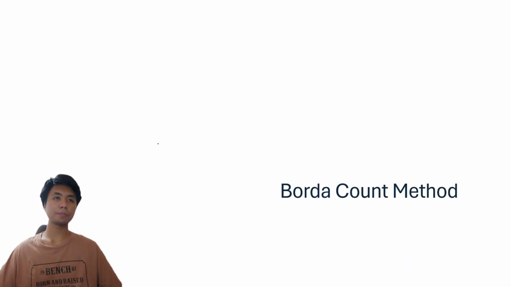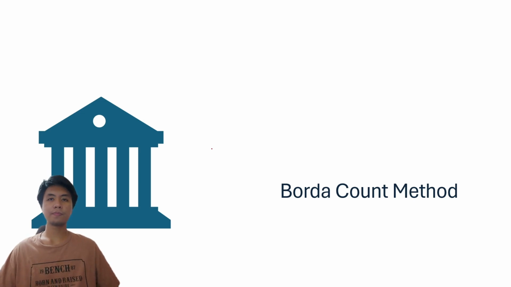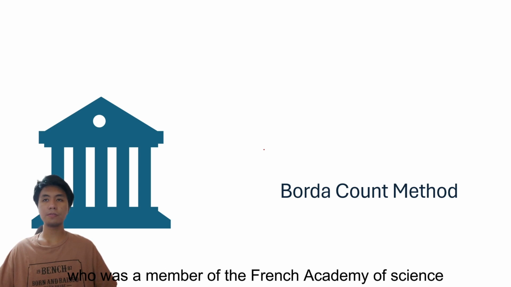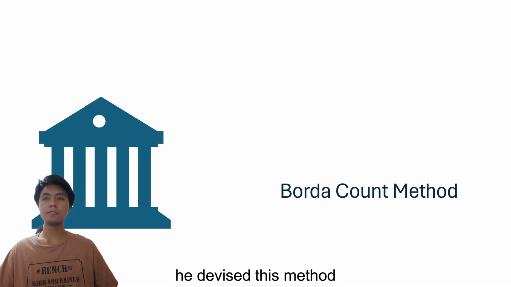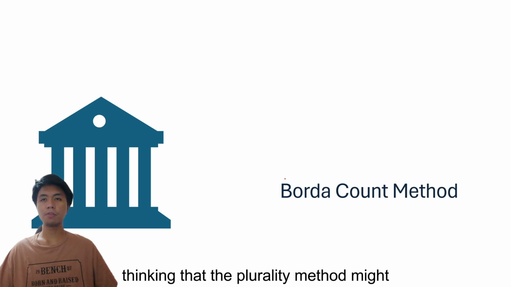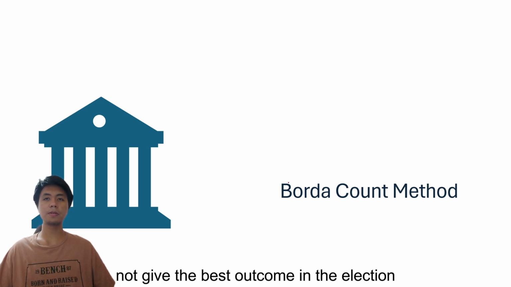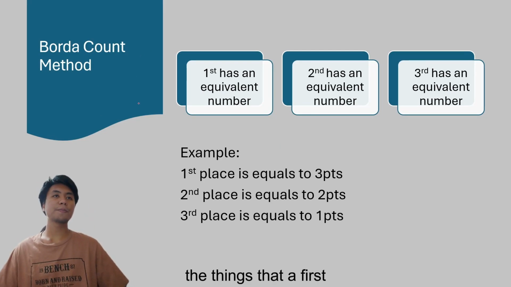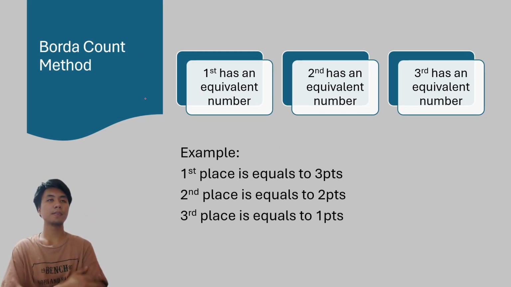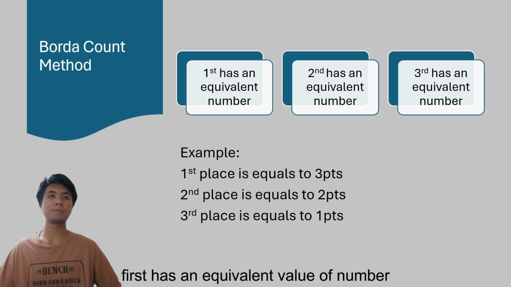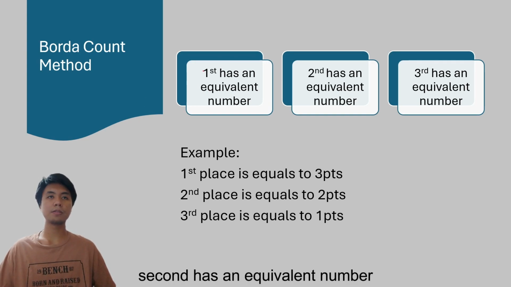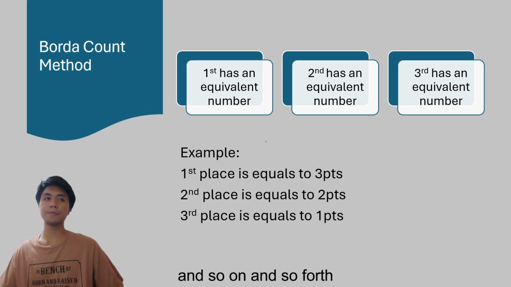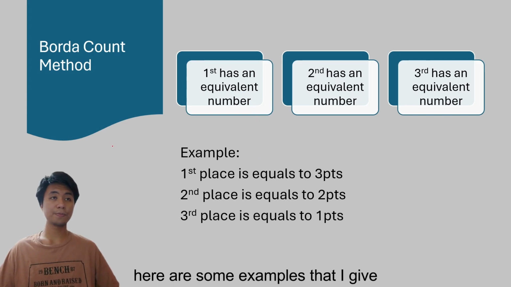Next is the Borda count method. It was named after Jean-Charles de Borda, who was a member of the French Academy of Science. He devised this method thinking that the plurality method might not give the best outcome in an election. He thinks that first place has an equivalent value, second has an equivalent value, third has an equivalent value, and so on. Here are some examples that I give.